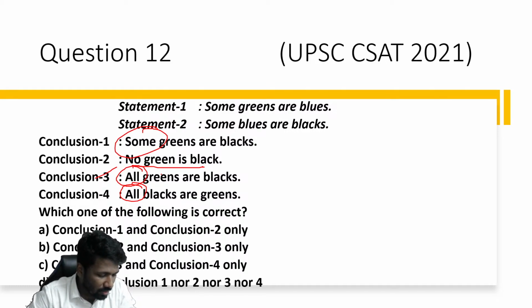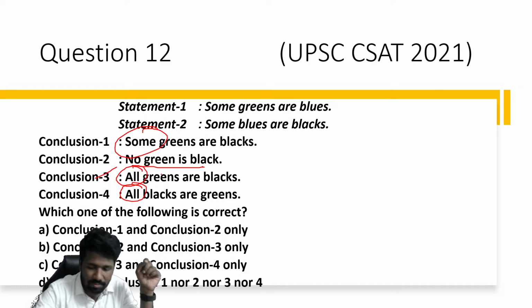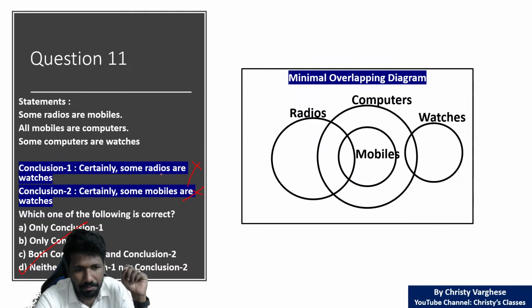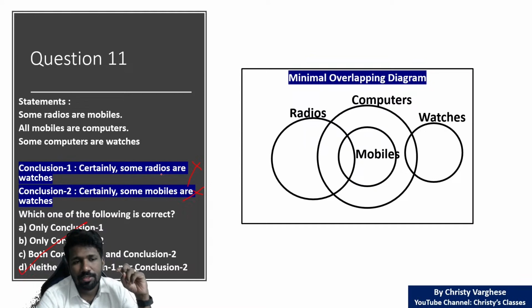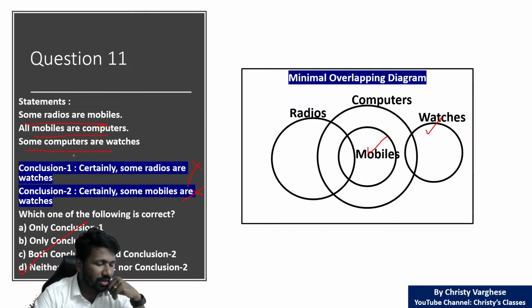The statement would be right if it were "some mobiles may be watches." In the previous question, Anusha, some mobiles may be watches. Yes, you are right, Anusha. "Some mobiles may be watches" is true, because mobile and watch can have an intersection, and none of these 3 statements has any problem with it. That is why "maybe" is true.